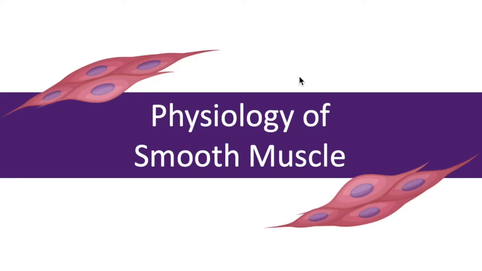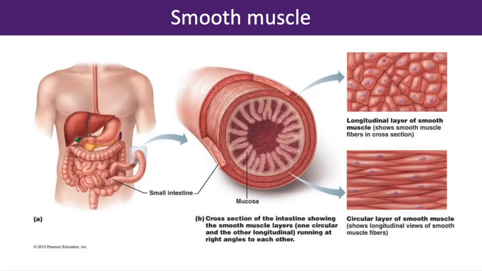Now, let us look into the physiology of smooth muscle. First, let us look into the locations of smooth muscle in the GI tract. The mouth and pharynx actually consist of skeletal muscle, which functions to help swallowing. The rest of the GI tract consists of smooth muscle, 3 layers in the stomach, and 2 layers in the small and large intestine. This diagram shows a cross-section of the small intestine.